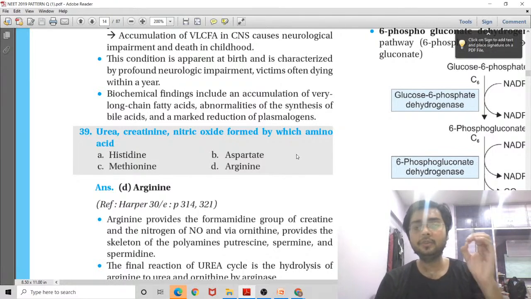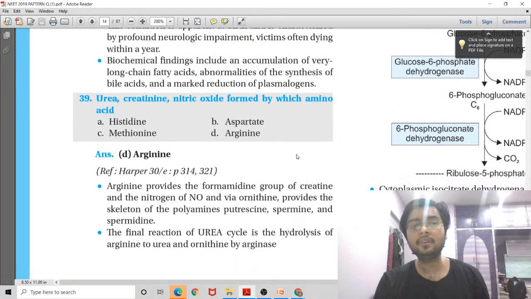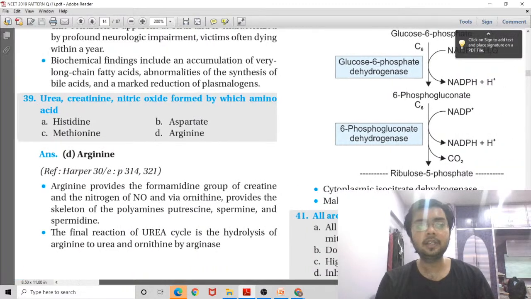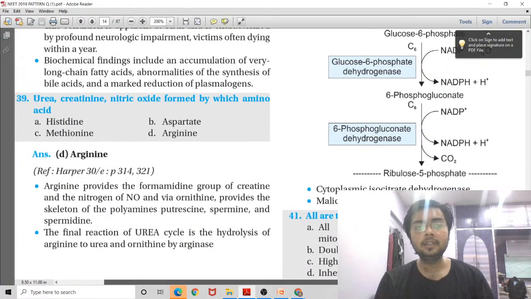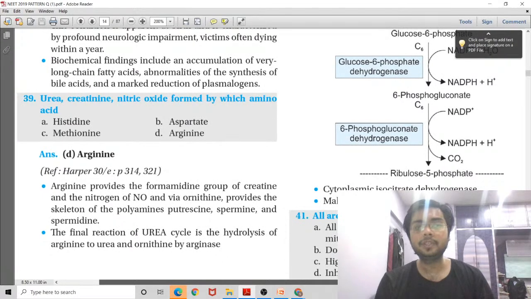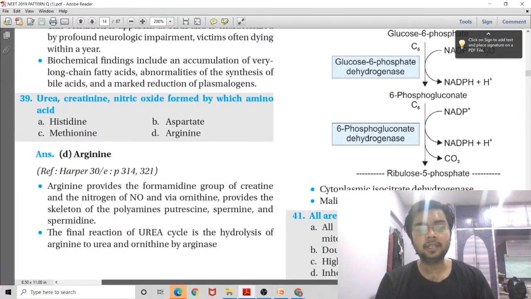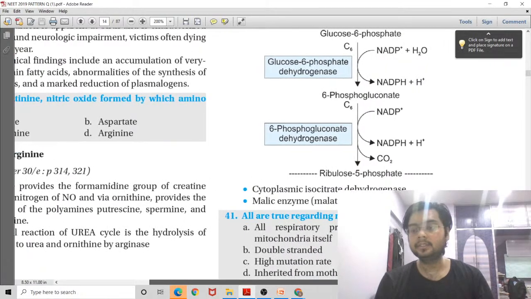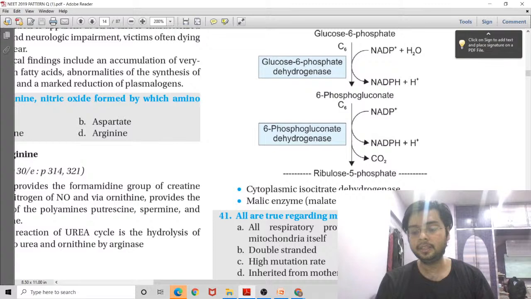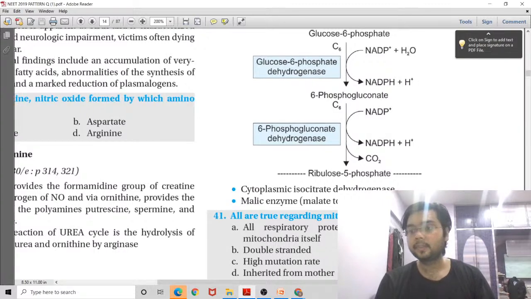So here again you need to emphasize and revise your amino acid portion, because every year there will be something from amino acids. Here arginine is the one which provides its nitrogen for the formation of urea, creatinine and nitric oxide in the urea cycle. The urea cycle is a basic cycle you all know, and you should revise it again for your exam.